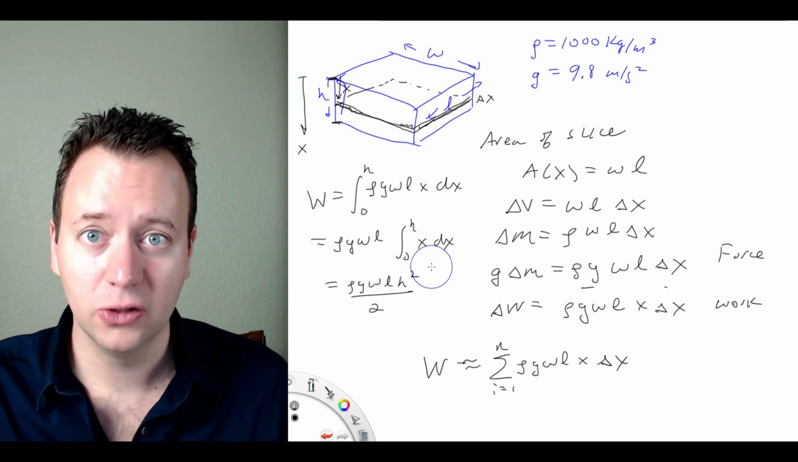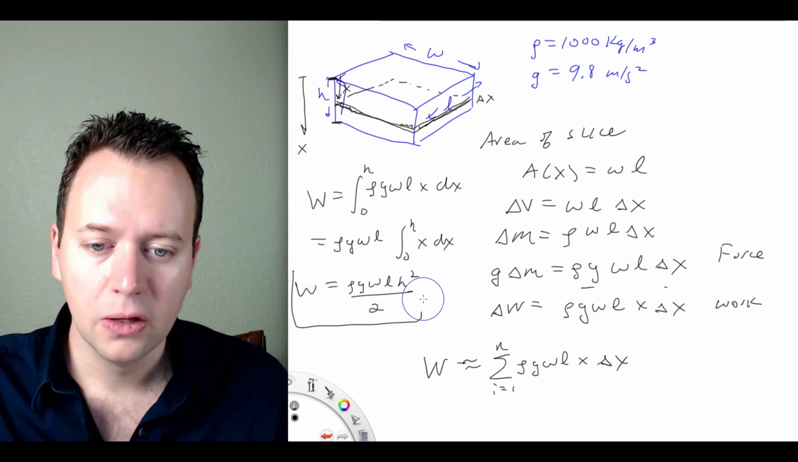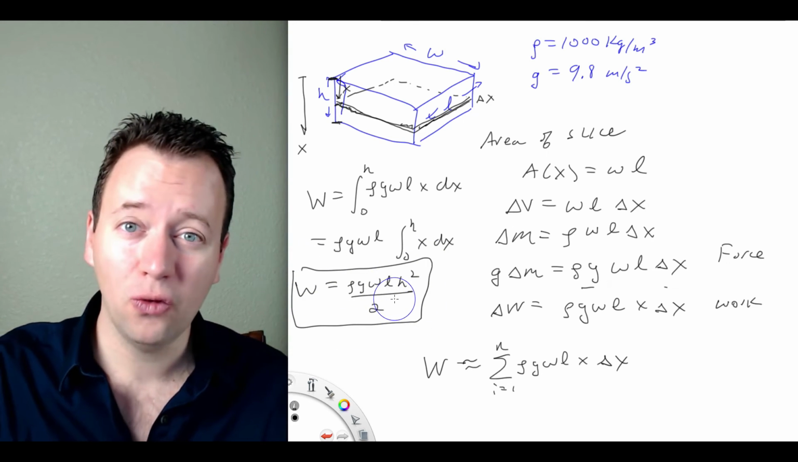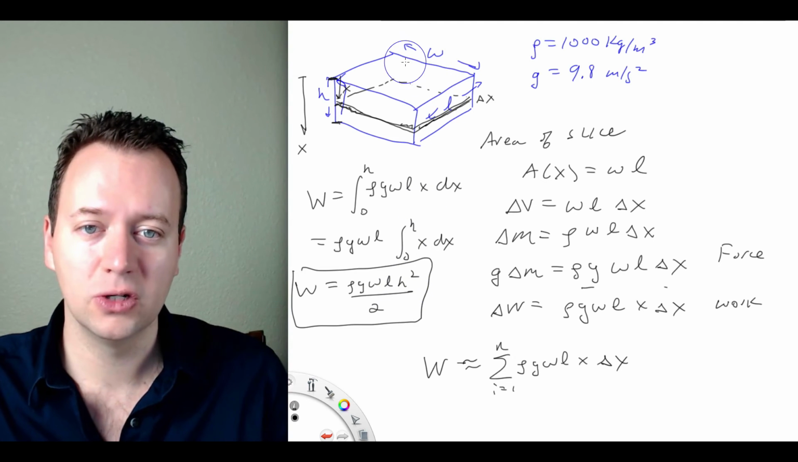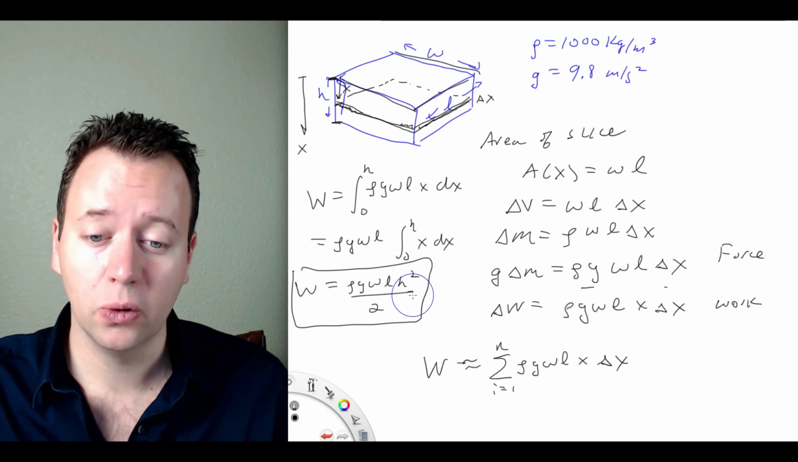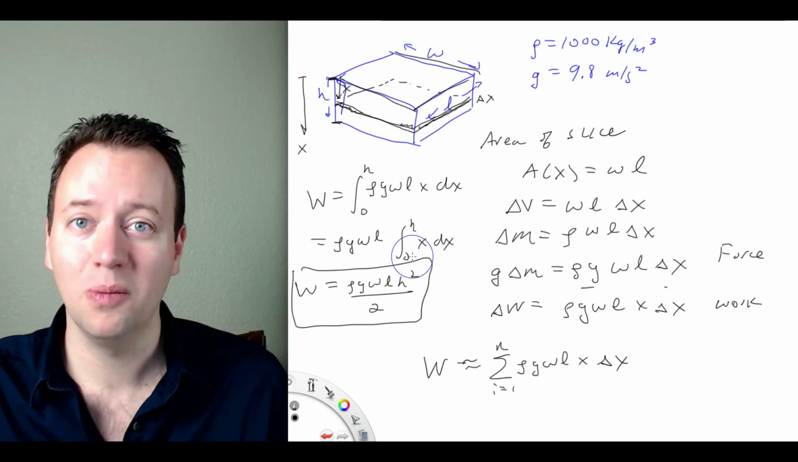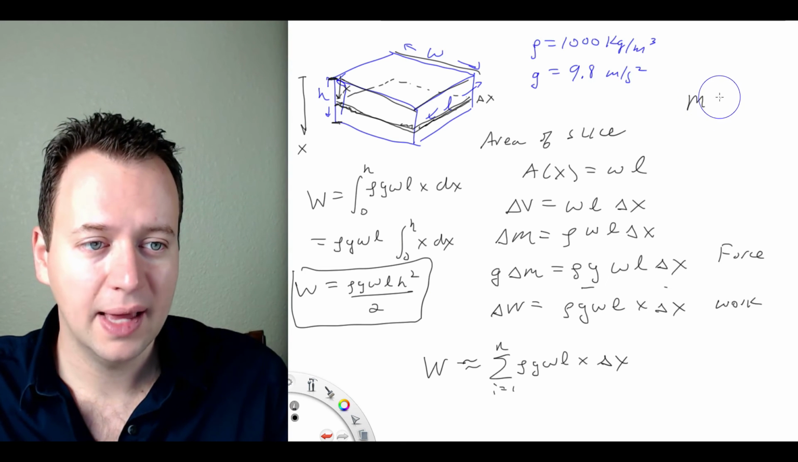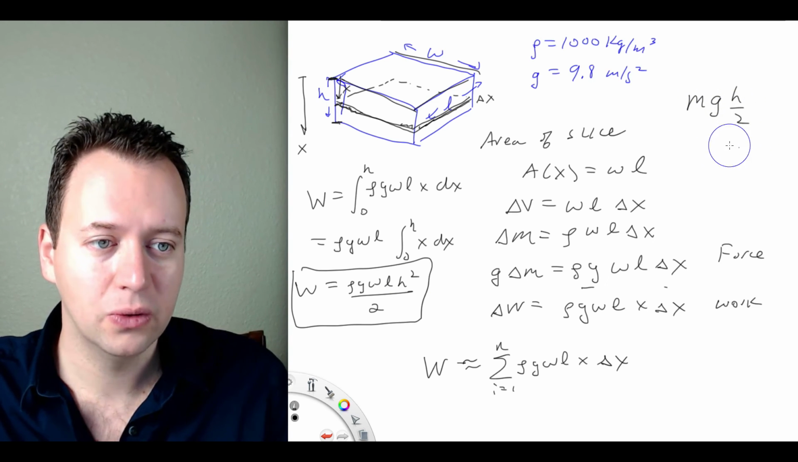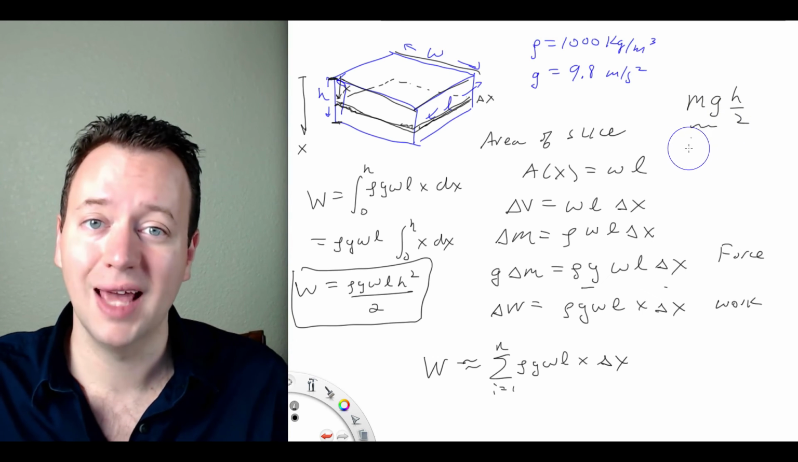Now, WLh is the total volume. So let's take a look at this. This also has an interesting interpretation. So WLh is the total volume of water in the tank, because we just have W times L times h. So WLh is the total amount of water. Rho times WLh is the total mass of water. So this is equivalent to mgh over 2. Total mass times gravity, so the total weight of water, times h over 2.